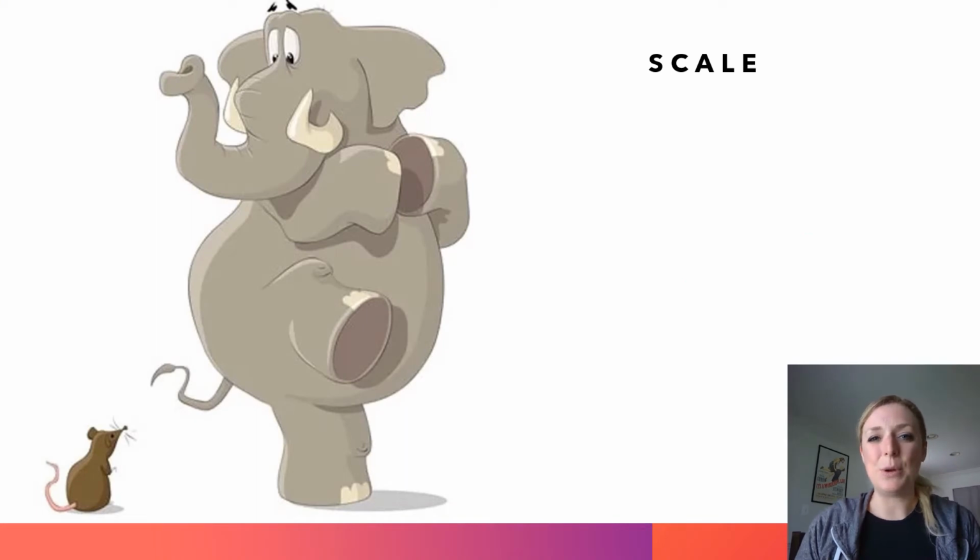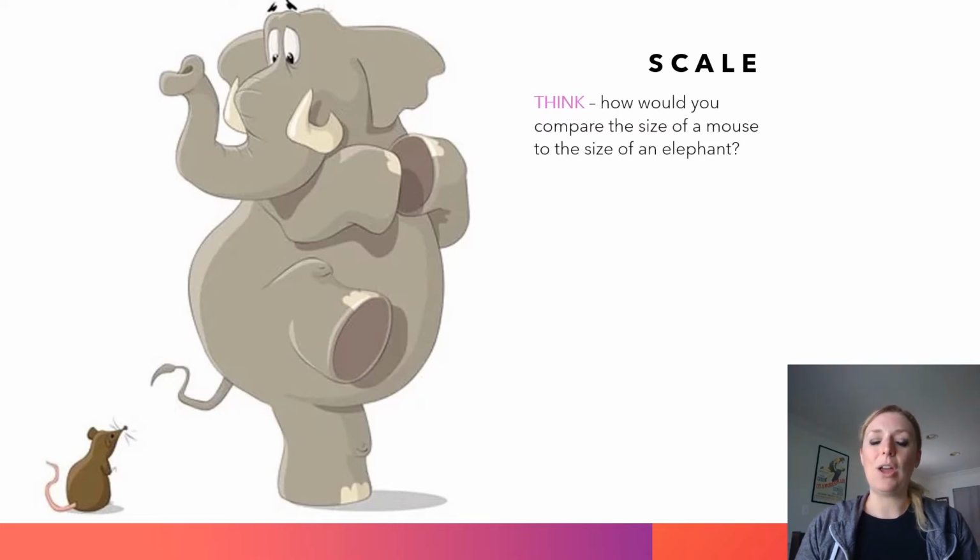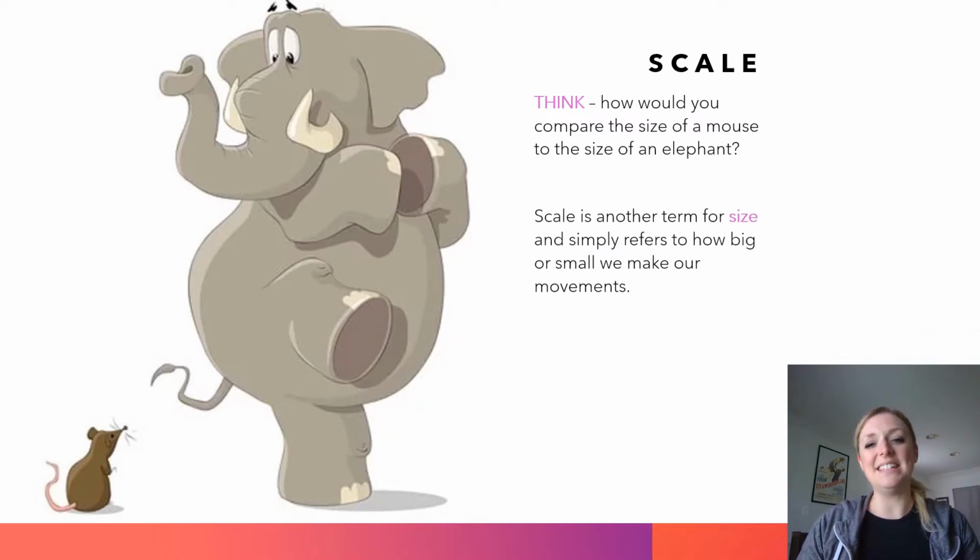Now, our second word we were going to look at was scale. So looking at our picture on the left there, just think for a moment, how would you compare the size of a mouse to the size of an elephant? Okay, well, scale is another term for size, and it simply refers to how big or small we make our movements.